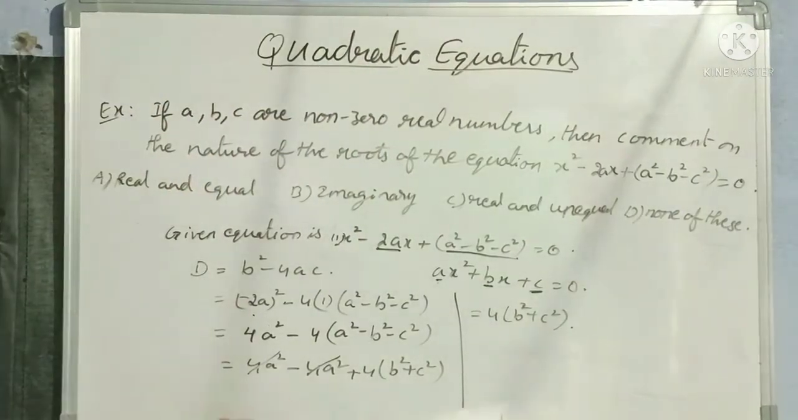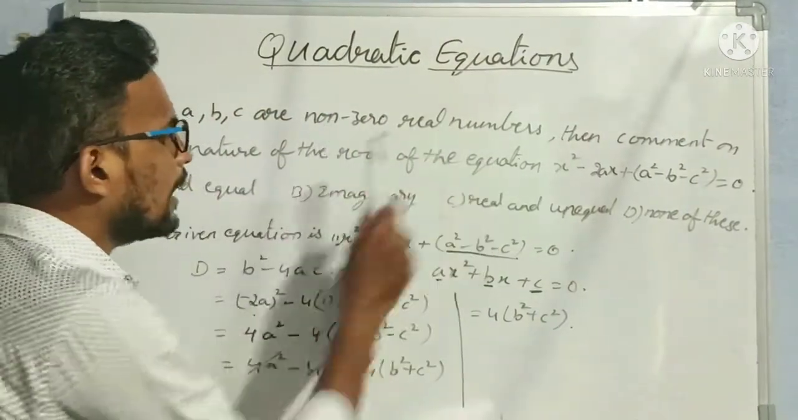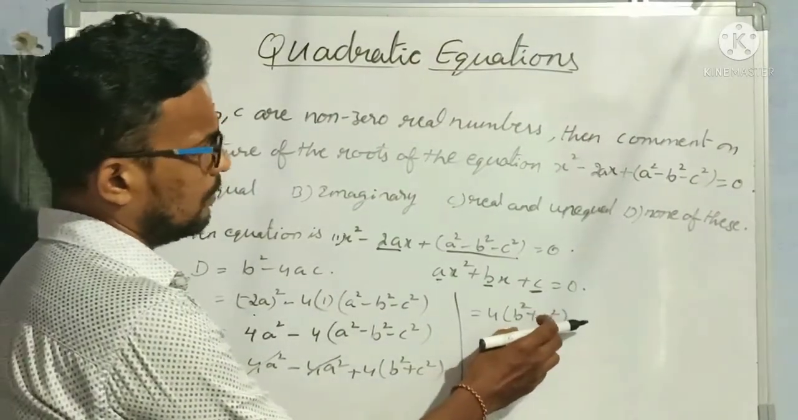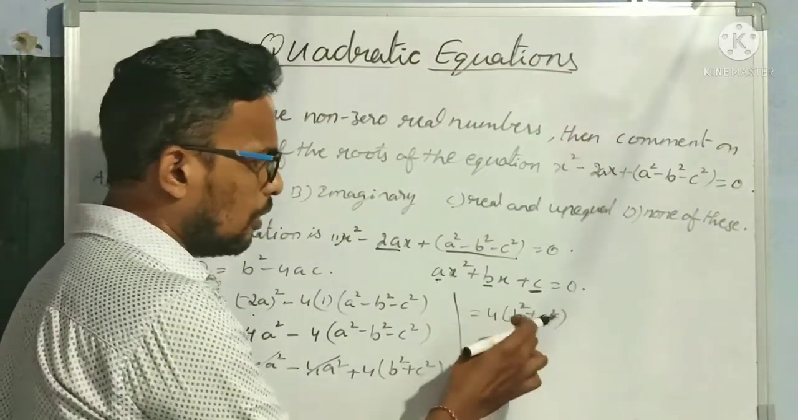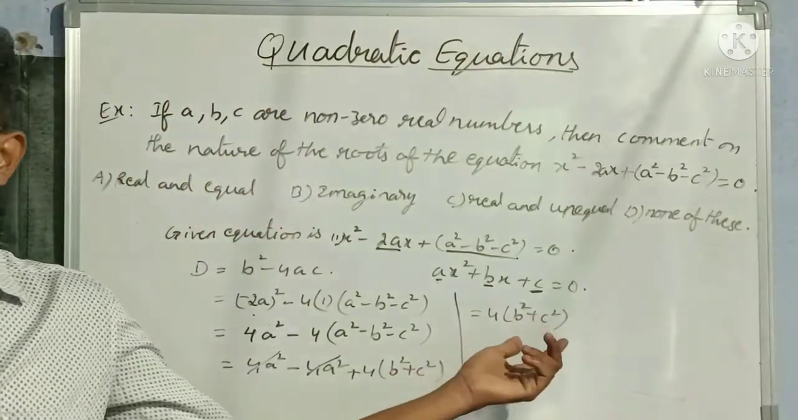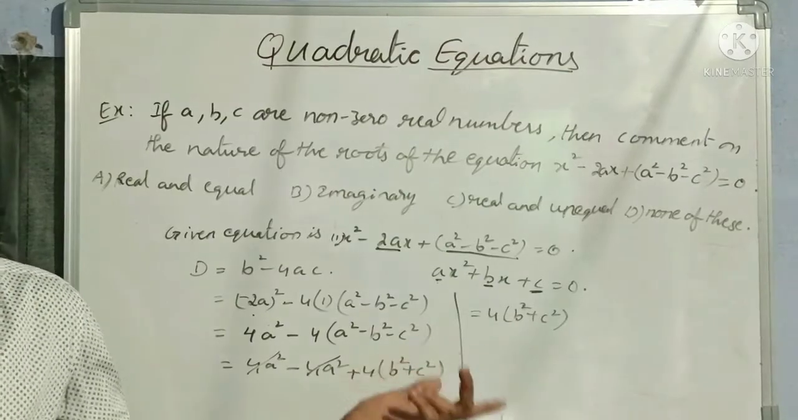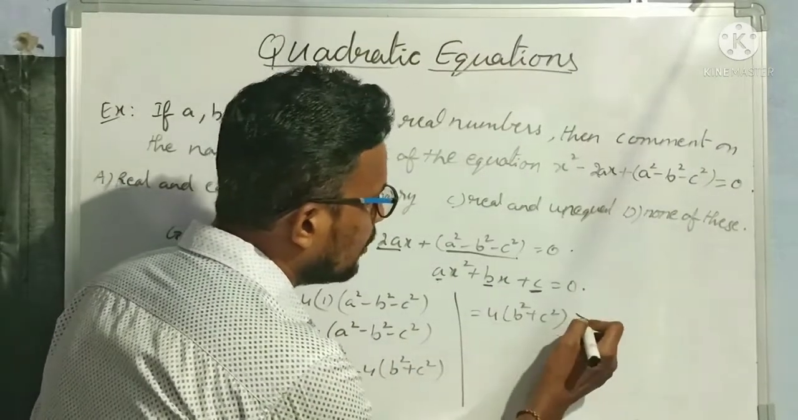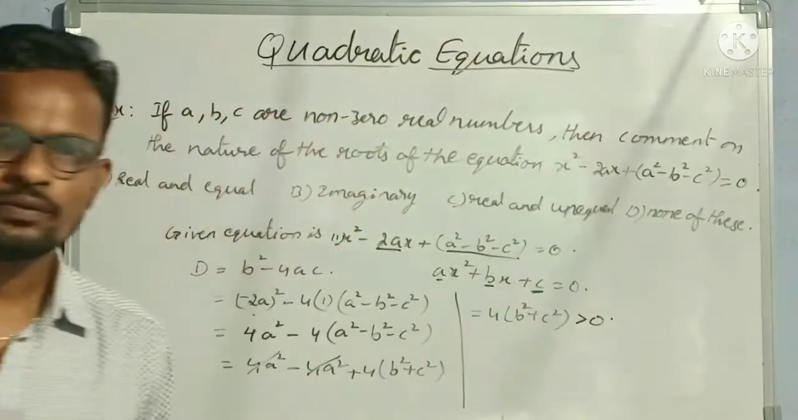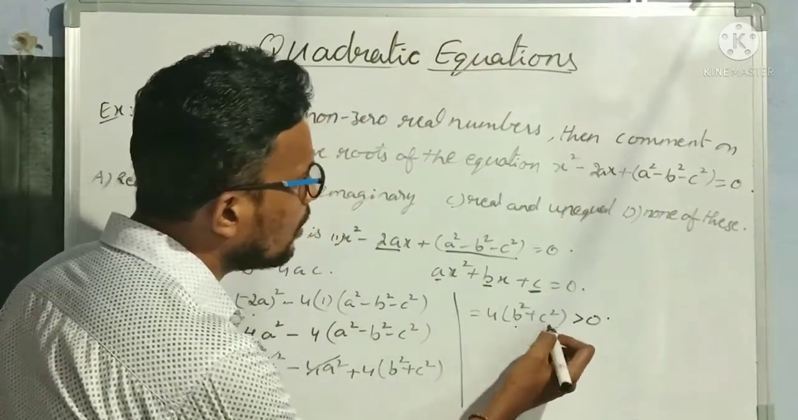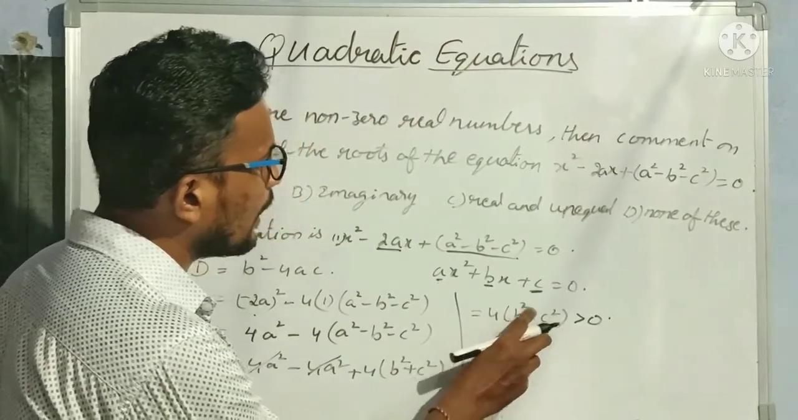He is saying that a, b, c are non-zero real numbers. So we can't equate this value to 0, which means b cannot be 0 and c cannot be 0. So the discriminant cannot be equal to 0. So always we'll get this value greater than 0, right? Why? Because even if we take negative values, it becomes positive, because they are squares.